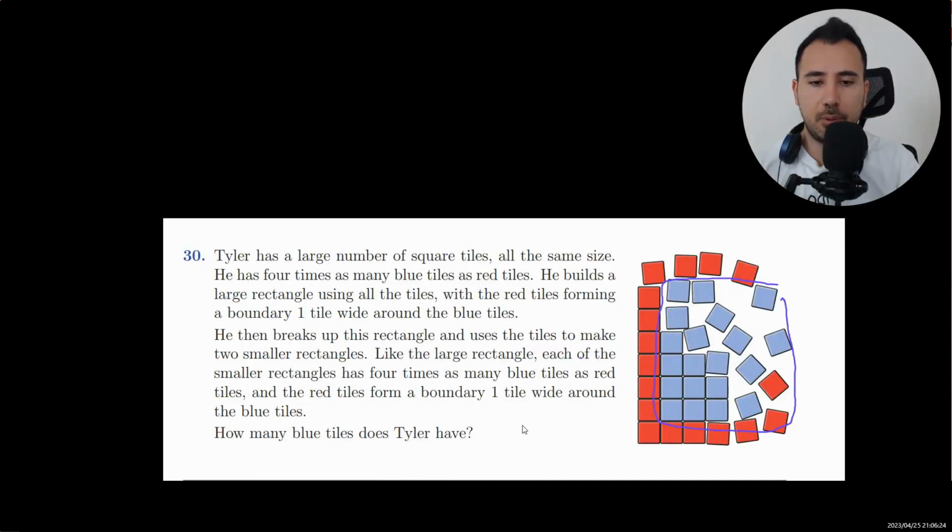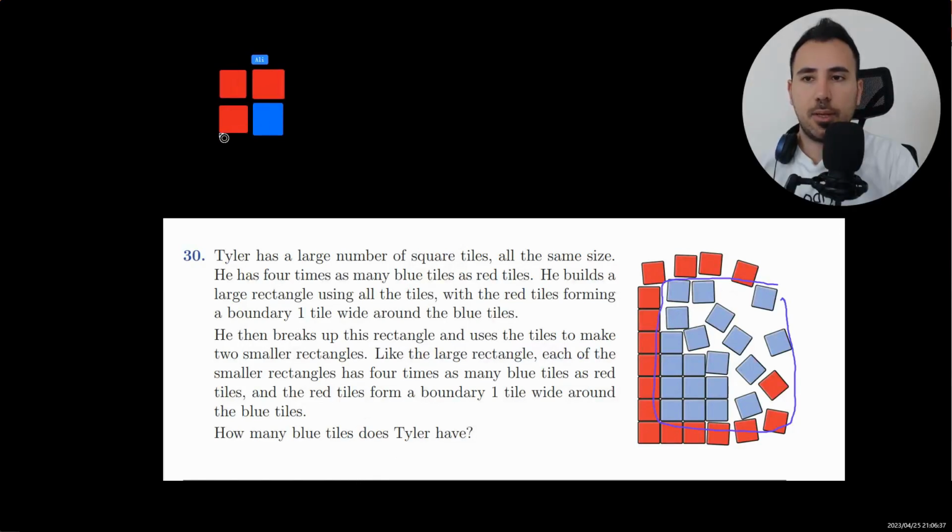So for example, what if we have only 1 blue? How many red do we need? I have to make this red. How many red do we need? Okay, we need a lot of reds. You could see here that we would need 8 reds for 1 blue. But as the number of blues grows, this ratio becomes smaller. So now let me draw something larger.